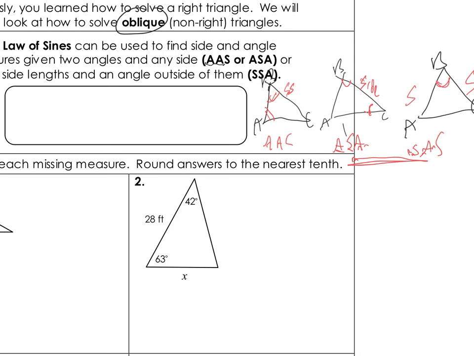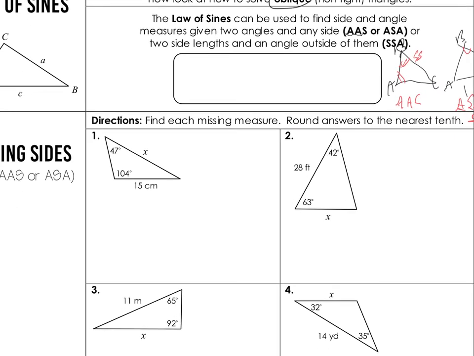Okay. What you cannot have, never, never, never, is side, side, angle. Never can you have side, side, angle. The problem is that does not limit you to only one kind of triangle. A triangle could be many, many places. You don't know where that angle is going to land up. You only have one angle.